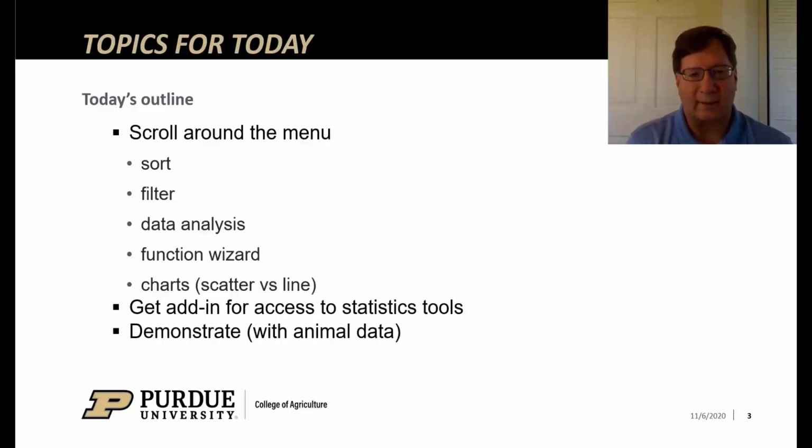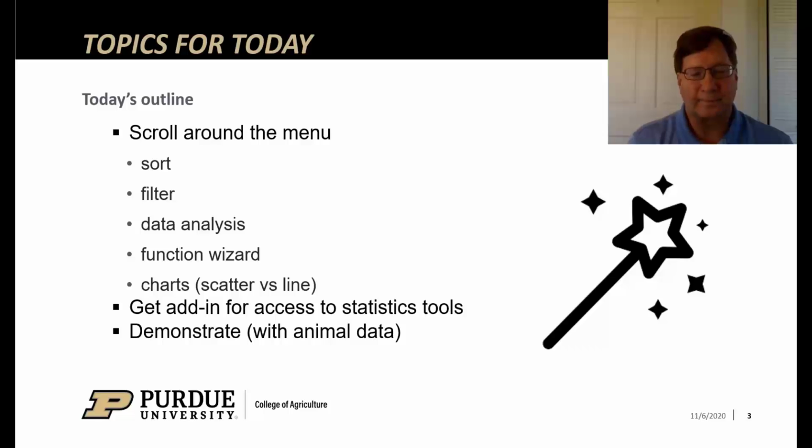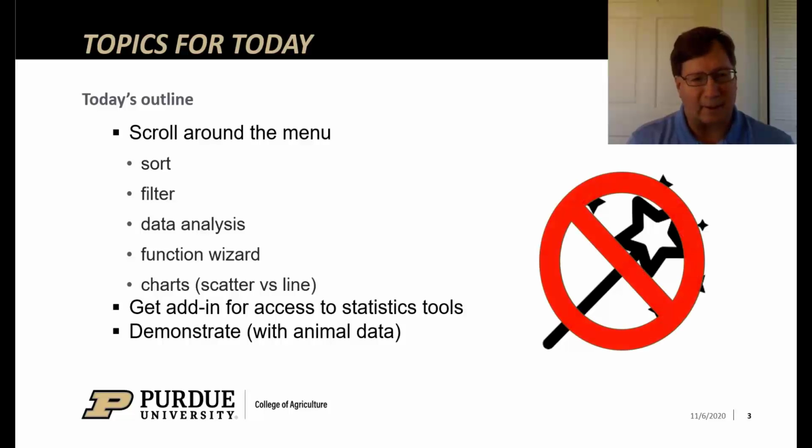First, we'll just scroll around the menu of spreadsheet just for a little bit to see where is sort, filter, where is data analysis, what is the function wizard, where are the charts. Then I'll show you how to run the add-in to get access to the statistical tools in Microsoft Excel. And then for the bulk of the time, we're just going to demonstrate analysis of some animal data. But first, I want to just remind you that this is not magic. Not magic at all. It's relatively straightforward, and even you can analyze your own data.